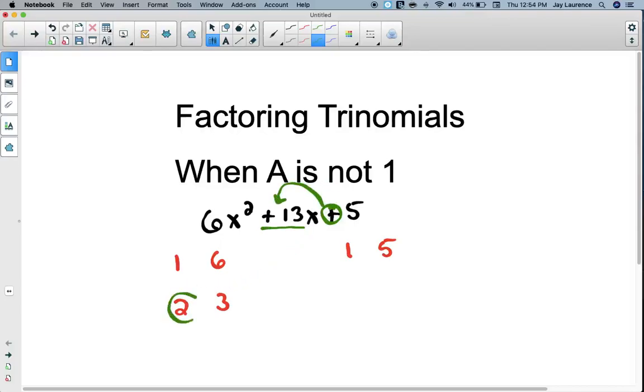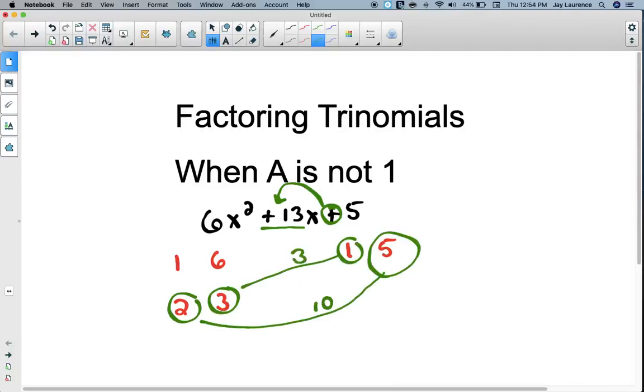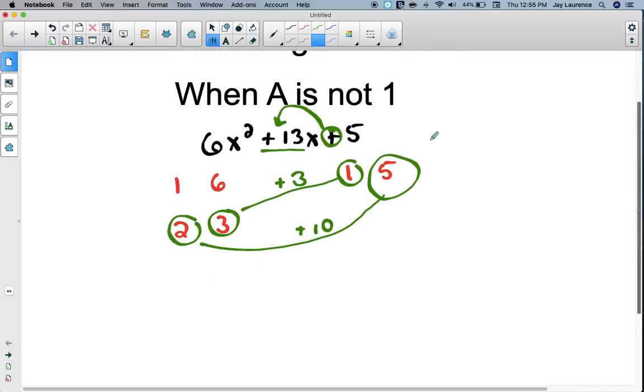So let me see. I think if I take 2 times 5, I'm going to get 10, and 3 times 1 is 3. Now, c is positive, so I'm going to add these together. I want a positive 13, so both products have to be positive. Positive 3 and positive 10 make positive 13. So here's how this factors.